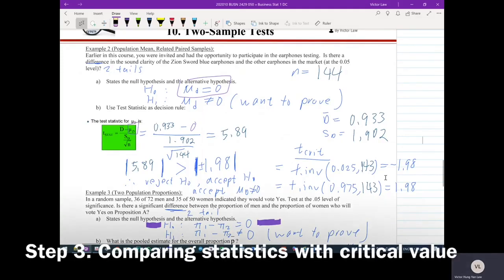Once we have identified the hypotheses, we go to part B: we compare the test statistic with the critical value. I give you the formula for the test statistic here. This is a t statistic because we're dealing with a sample; we don't have any information about the population standard deviation, only the sample standard deviation. So we know this is a t distribution. The formula is d bar minus mu d, divided by the sample standard deviation divided by the square root of n. I'll show you how to get d bar and the sample standard deviation from the Excel file right now.